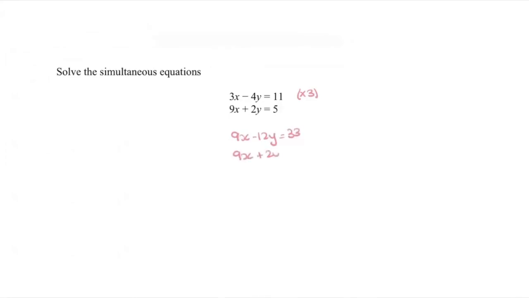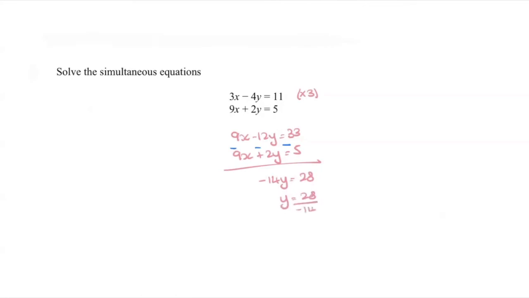No need to do anything with the second one because we've already got 9x and the goal is to get them the same. Now, you must take away in the next step, and I would strongly recommend that you show that takeaway. 9x take away 9x is gone. That's what we want. But then you can see clearly that it's minus 12 minus 2, which you can put in your calculator if you're not confident with your negatives. That will give you minus 14y equaling 28.